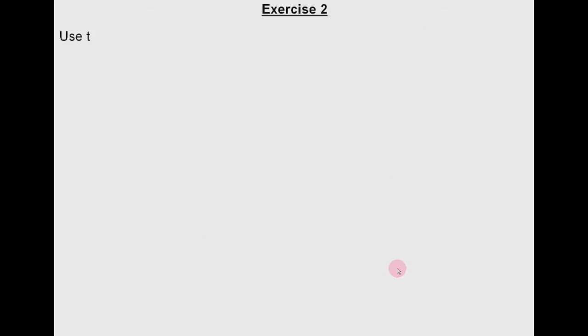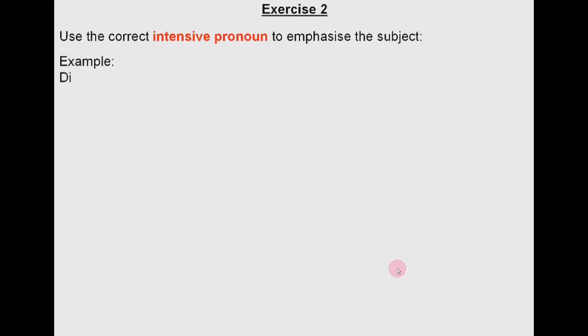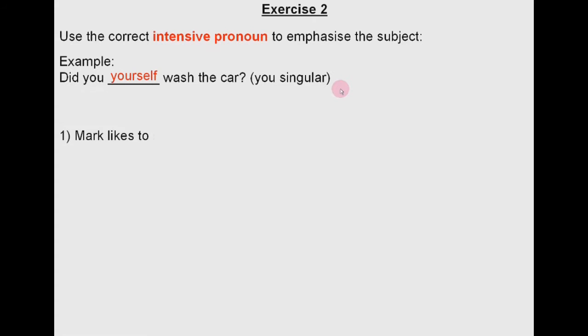Exercise 2. Use the correct intensive pronoun to emphasize the subject. Example, and this is you singular. Well, the answer is: did you yourself wash the car? Question 1.